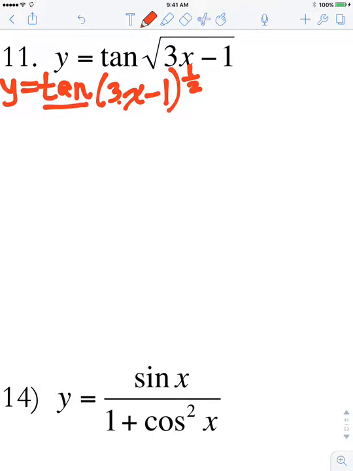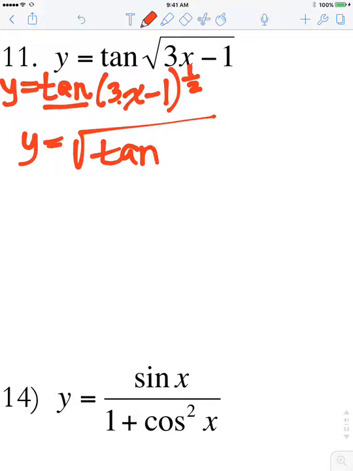Okay, we're going to finish with number 11. So the first thing I did is it's the tangent of the square root of 3x minus 1, and I'm going to change that to an exponent. Hopefully by now that's second nature to everybody. I want to point out something. I said this at the end of the last video, but this is different than if the entire function were under the square root.